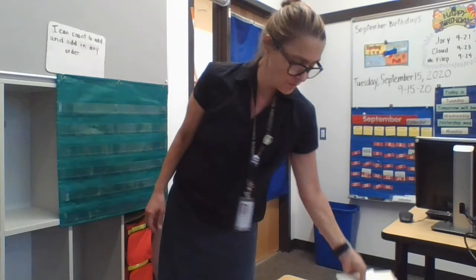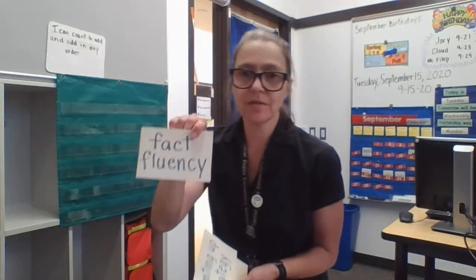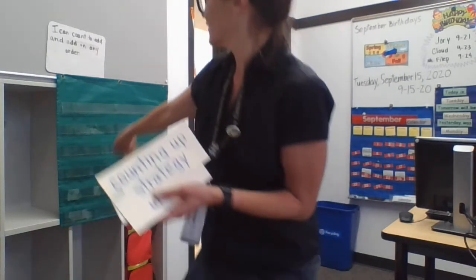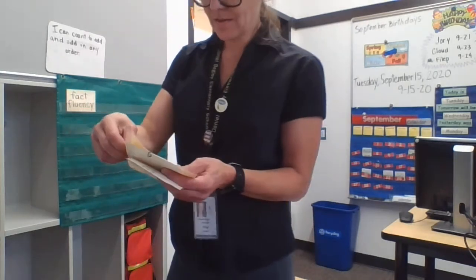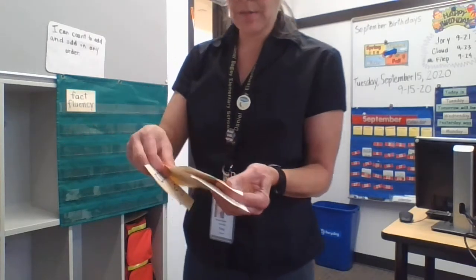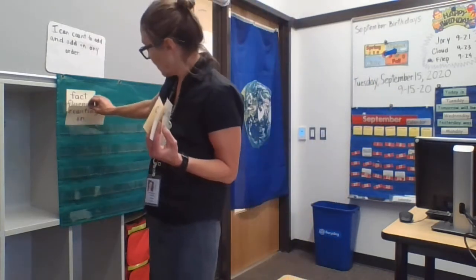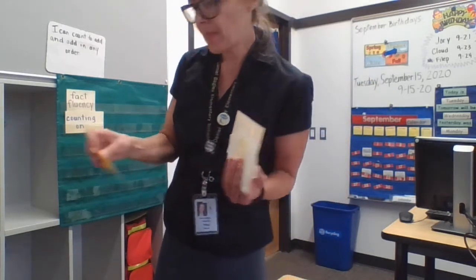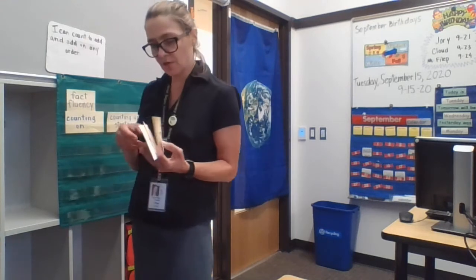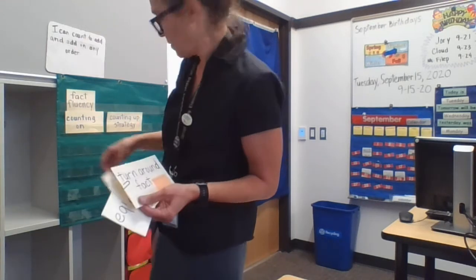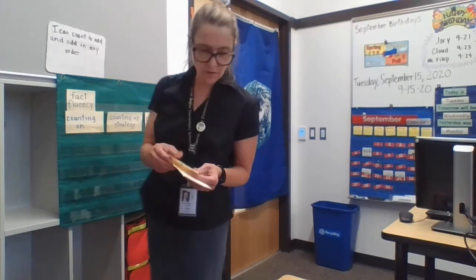Now we have some vocabulary words. In this unit, we are learning about facts, and we are going to do some fact fluency. Say fact fluency. Okay. And we are also going to be learning about the counting on strategy. Say counting on. And this is like the counting up strategy, very similar. So we are learning the counting on strategy, and you may have learned it last year as the counting up strategy.